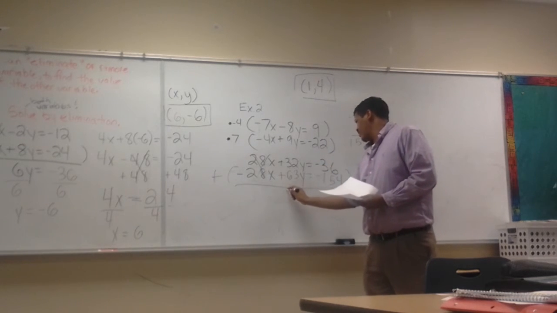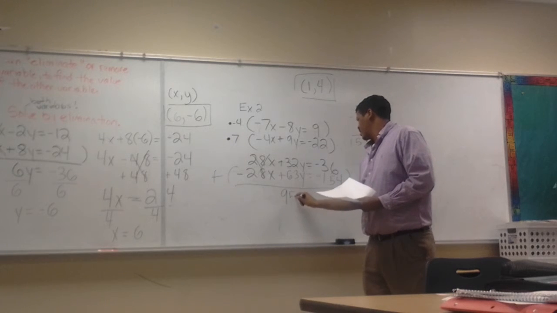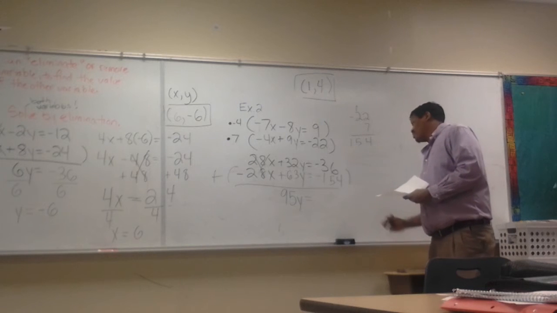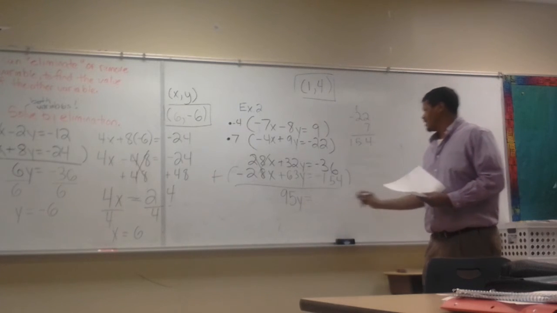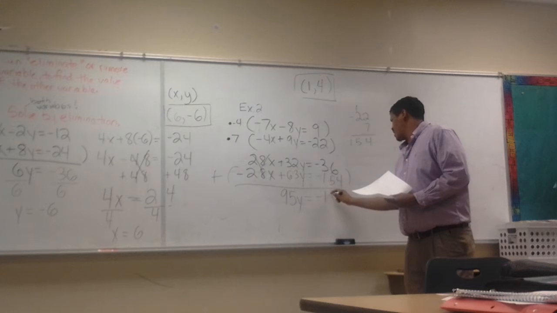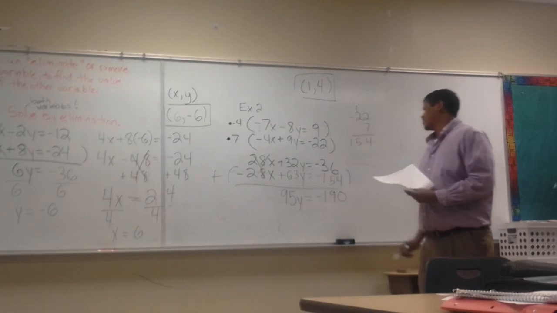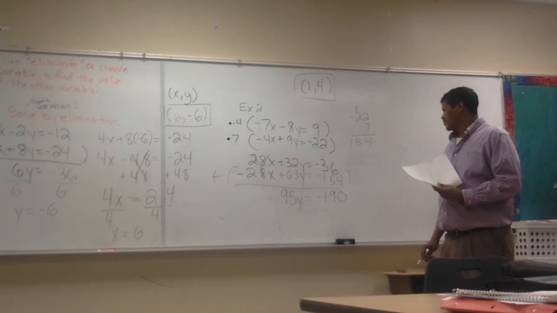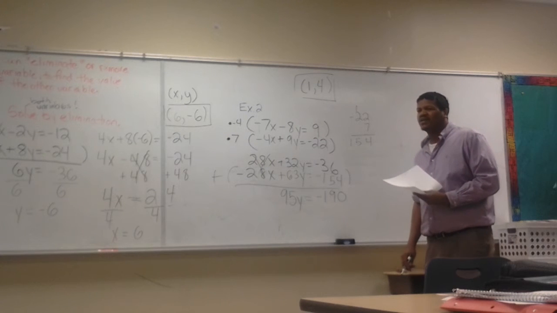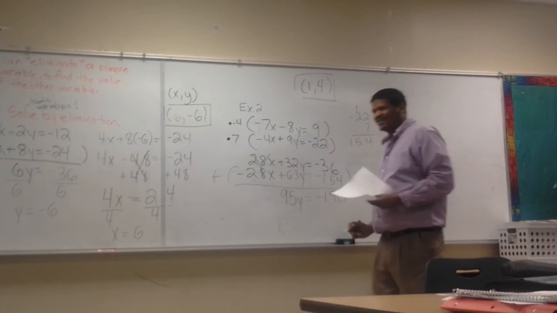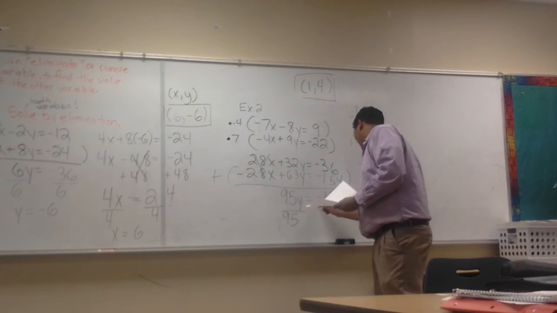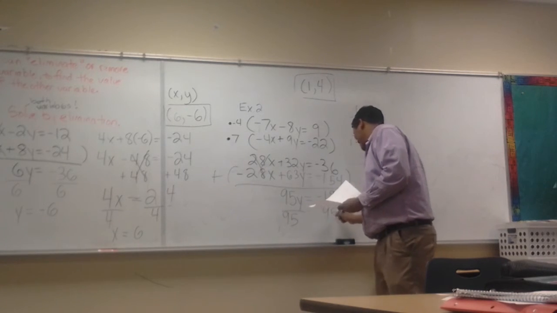Negative 36 plus negative 154 is negative 190. Divide. 95y equals negative 190, so y is negative 2. Very good. Now it's time to divide, right? That's your favorite step. I want to get to the end.